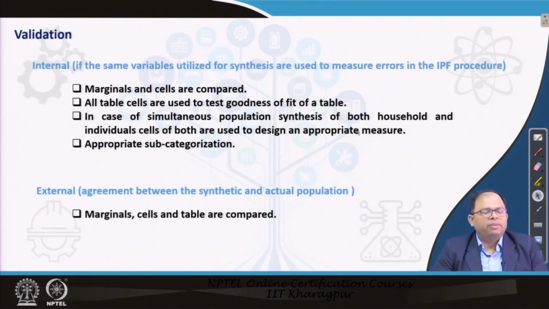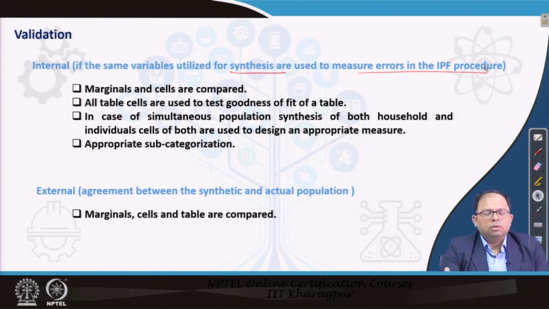Once IPF is done, we also need to validate our results. The validation could be done internally or externally. Internal validation means the same variables, that is the variables that we used for synthesizing the population, are also used to measure the errors in the IPF procedure. So marginals and cells are compared. For the target population and our final results, all table cells are also used. That means we compare the findings for each of the cells that we estimate with the actual figures, and we can devise a goodness of fit using all the cells.